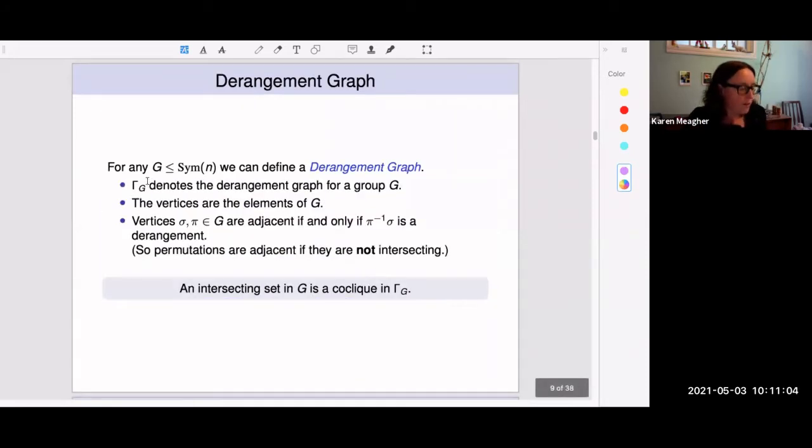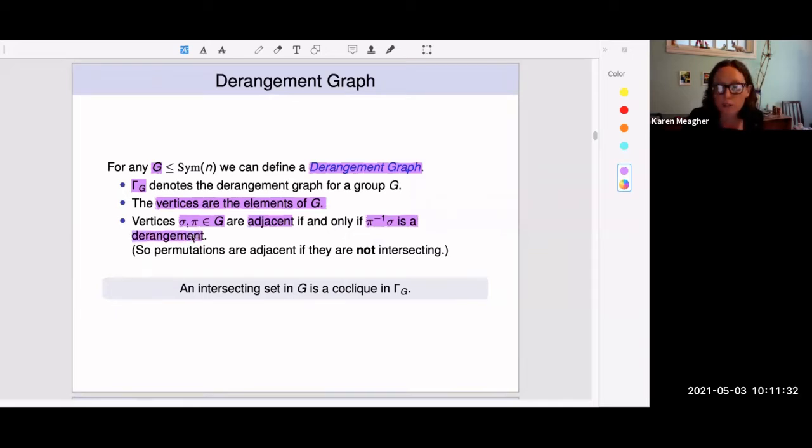So my favorite way to look at these is using a thing called a derangement graph. If I have any group, I can make the derangement graph. I write it as gamma G. The vertices are the elements in my group, and I do the adjacencies by whether or not they're intersecting. So two vertices, so two elements in the group, are going to be adjacent if and only if, when I multiply them out one by the inverse of the other, I get a derangement.